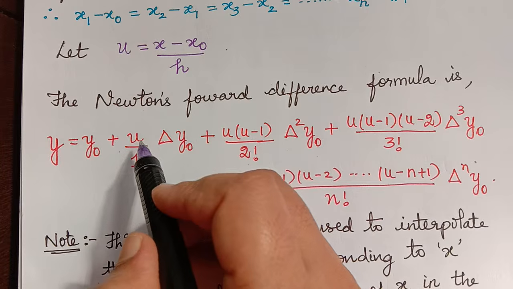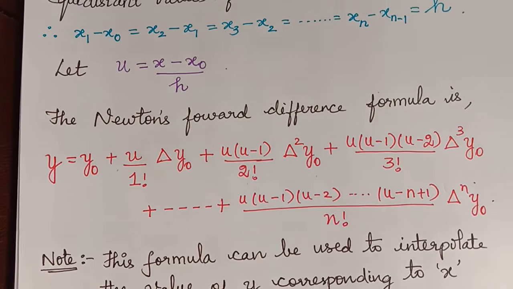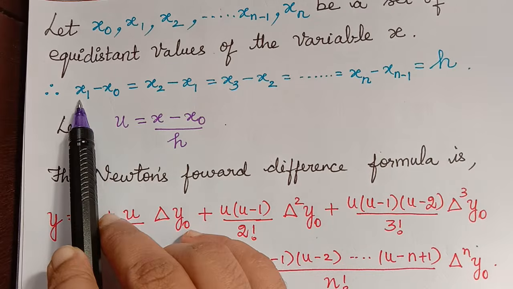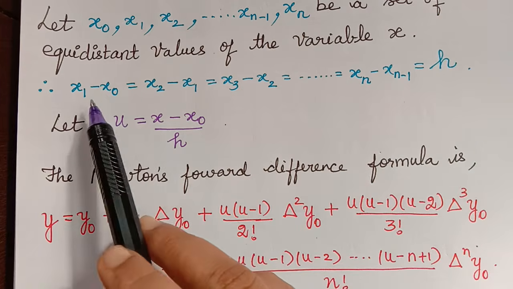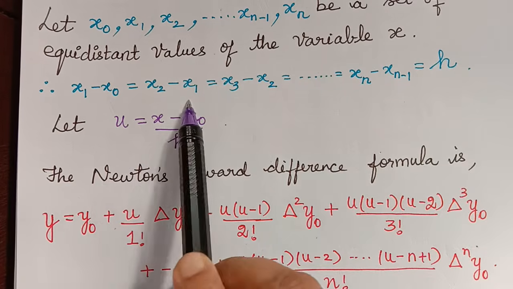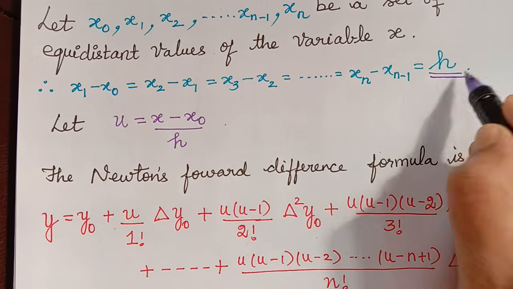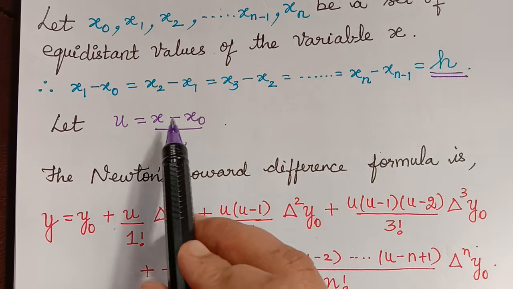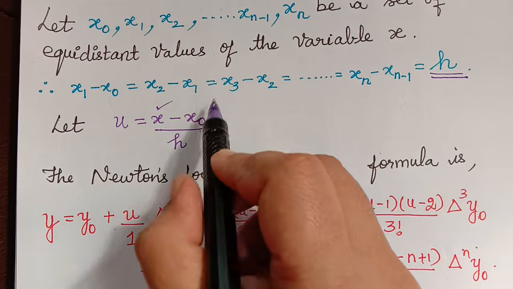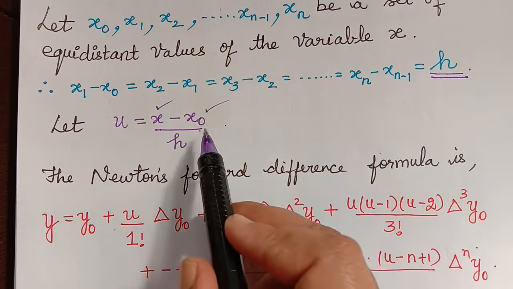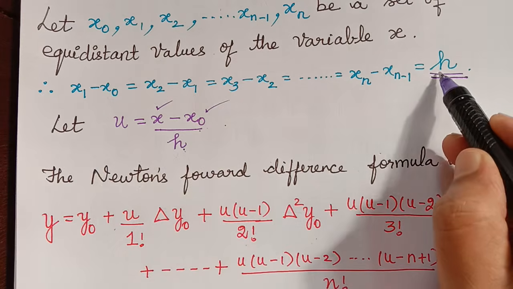Now what is this u, and how to find the value of u? First of all, we should observe the interval of x. When it is equally placed, the difference x1 minus x0, which is equal to x2 minus x1, which is equal to x3 minus x2, gives us the value of h. And the value of u is evaluated from x minus x naught by h, where x is the value which is to be interpolated, x naught is the first value of the table under the independent variable x, and h is the difference that we have obtained here.